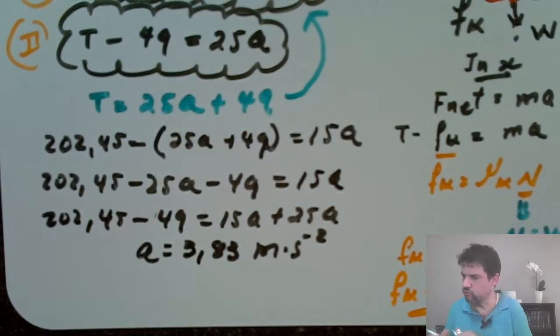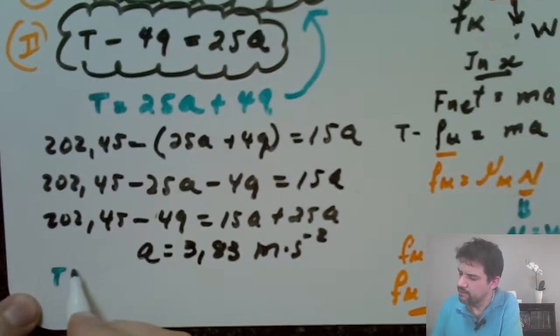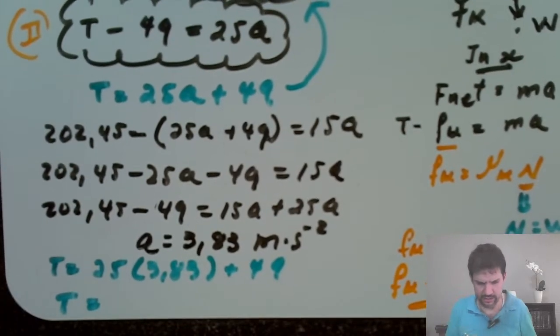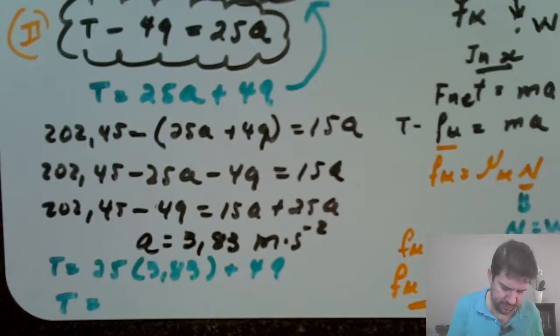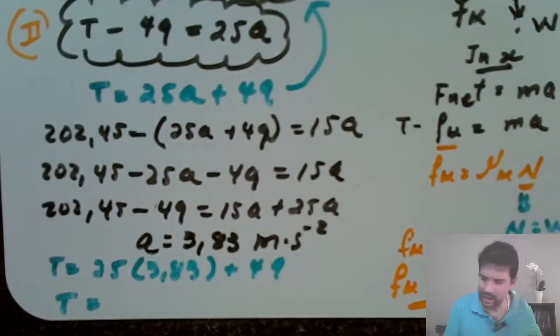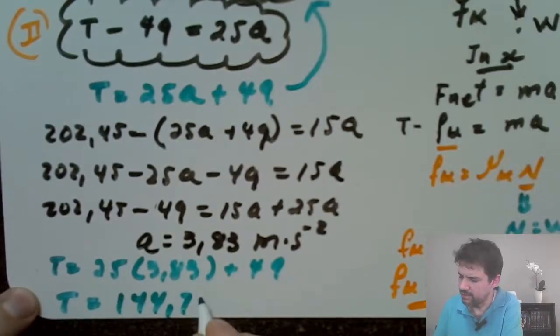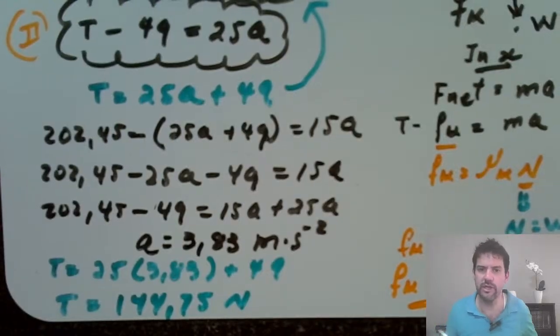So T, and we're going to do that one real fast, T is equal to 25A, which is 3,83 plus 49. That will be T, which if we calculate, let me just do that one real fast. This one is 25 times 3,83 equal, and now I add 49, and that gives me 144,75. That is T. This question is done and dusted.